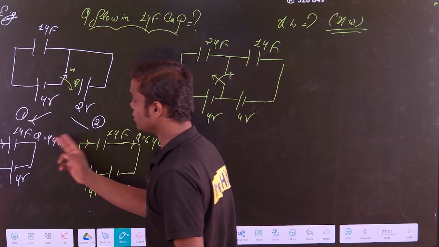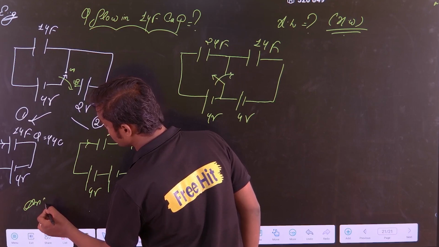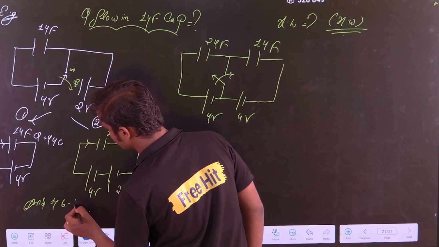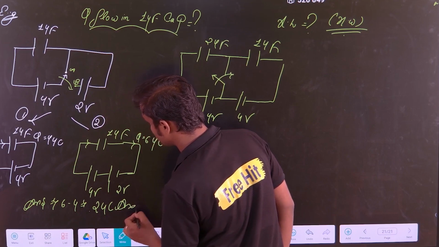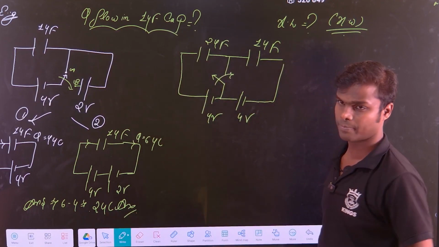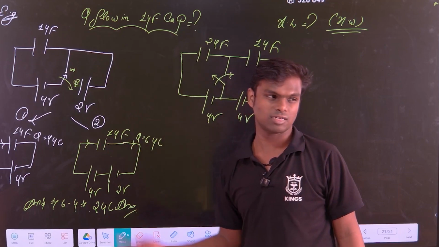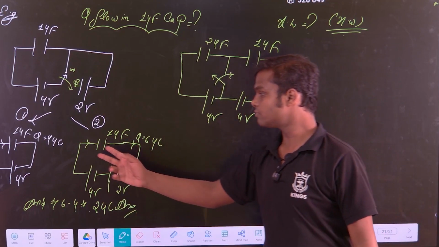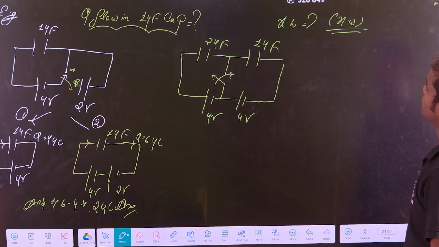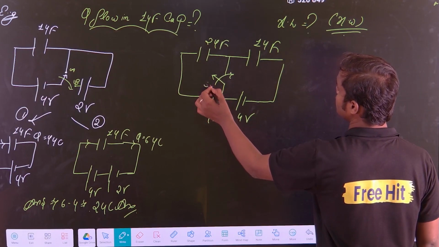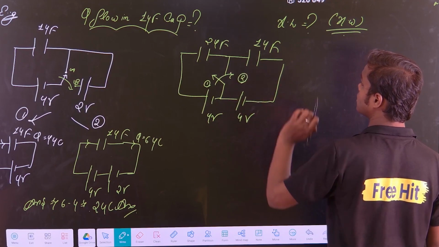So from here to here, how much charge has flown in the 1 microfarad capacitor? What is the answer? 6 minus 4, that is 2 microcoulomb. Answer. Clear? So from here to here, how much charge has flown through the capacitor? That is 2 microcoulomb. Clear? You have to do this calculation, and initially it is at here, now it is at this position. Okay, that is the question.